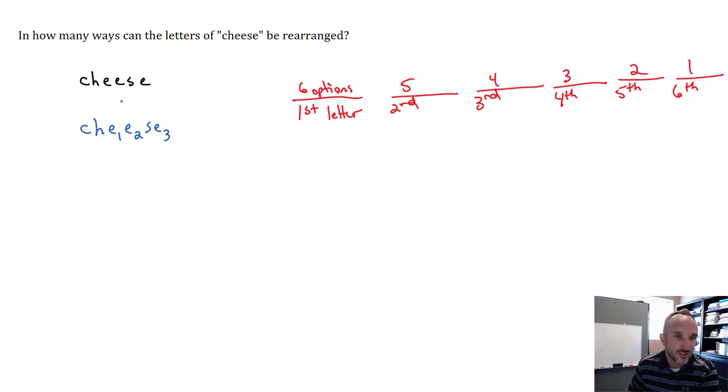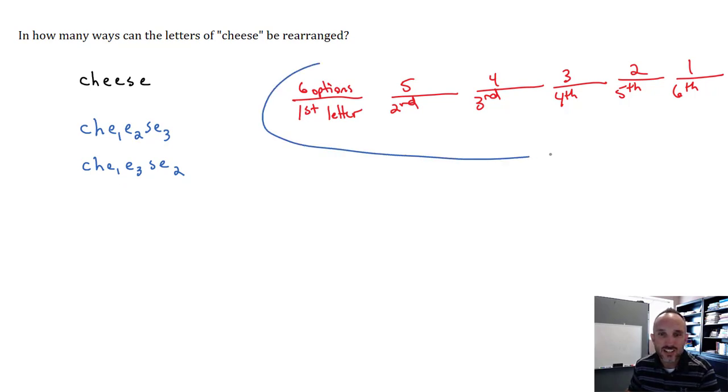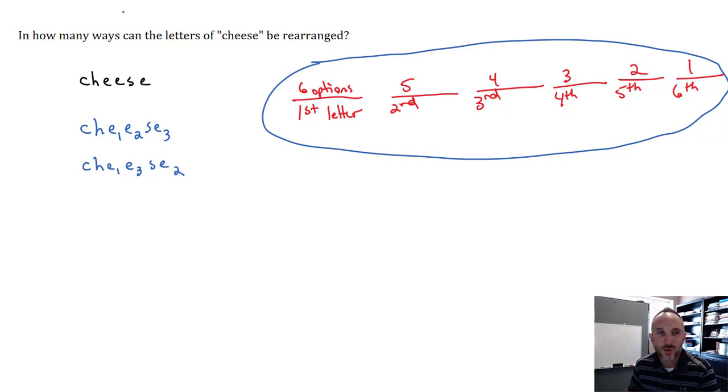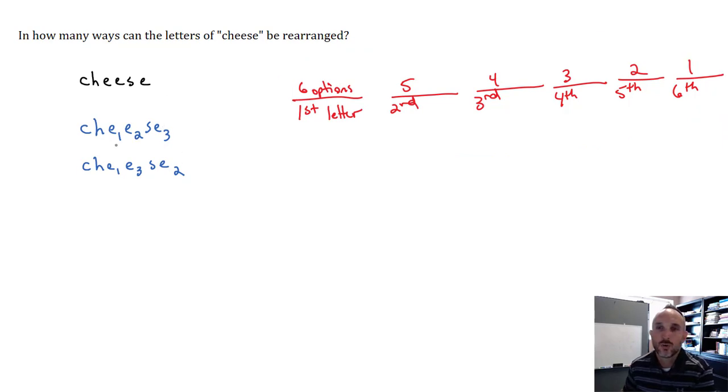So let's look at all the different ways you could get the arrangement cheese by putting the E's in different places. Here's one way to arrange the word cheese. But we could also leave E1 where it is and switch E3 and E2. That still spells cheese. That's the same arrangement of letters, just the E's are in a different spot, you see? And if we use this reasoning, we're going to count those as 2 different arrangements. So the question is, how do we fix this?